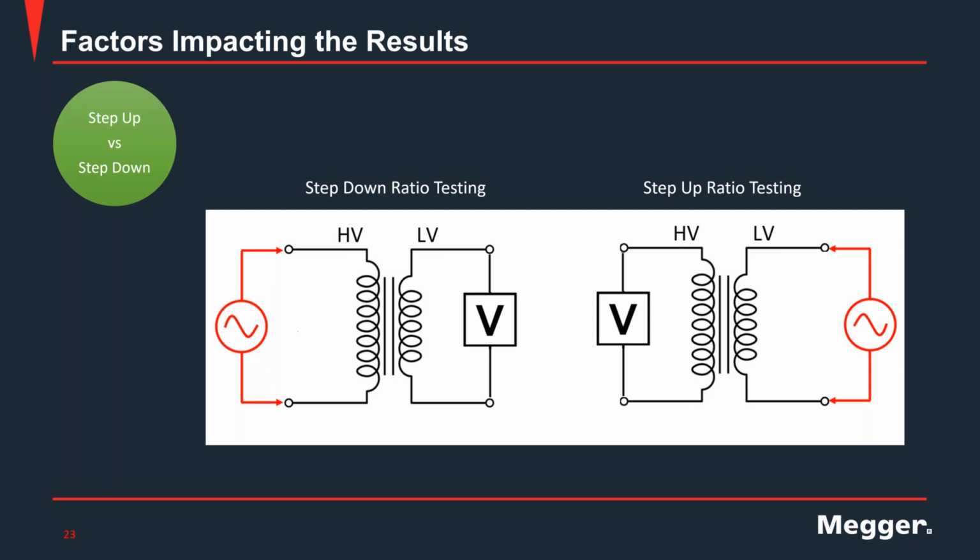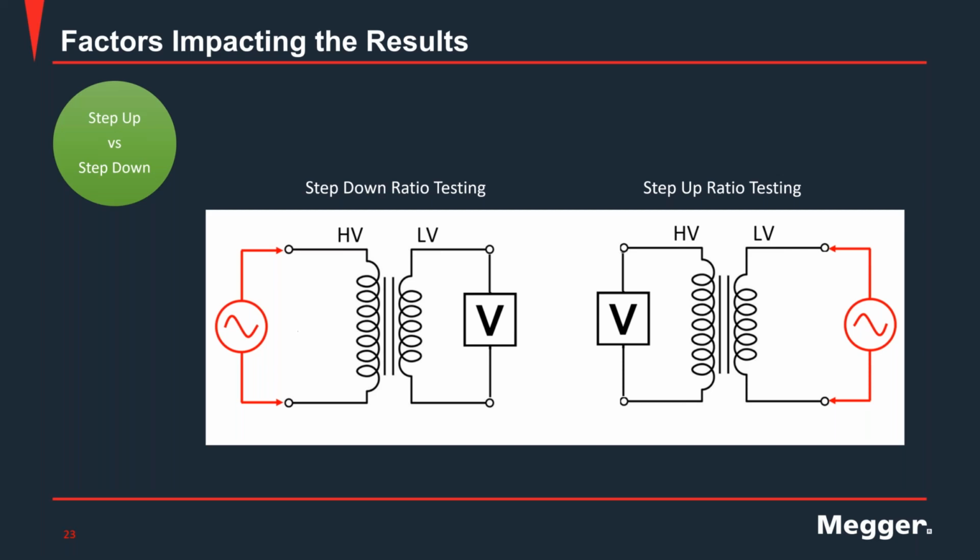Typically, my low voltage windings will be closer to the core, in a core type design transformer, which is probably the most common one. So again, the low voltage winding being closer to the core, and remember, we are testing at much lower voltage typically than rated voltage for transformers.